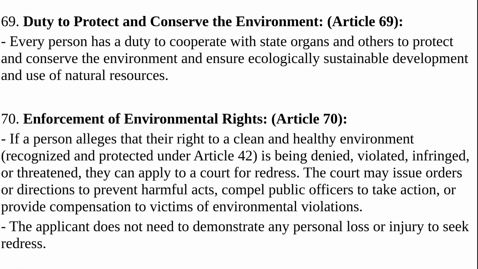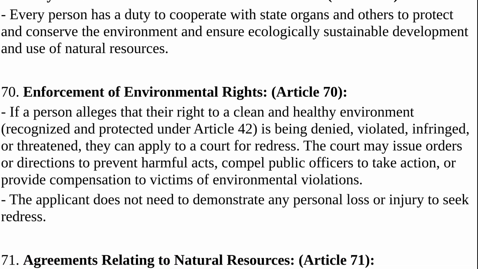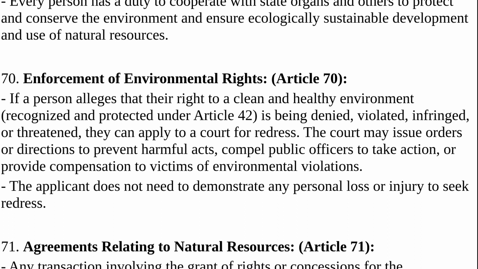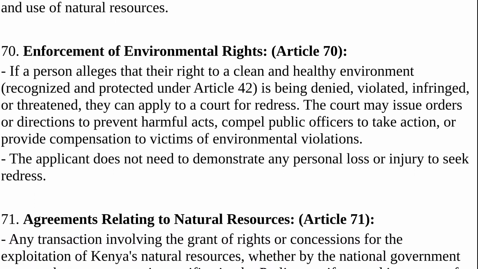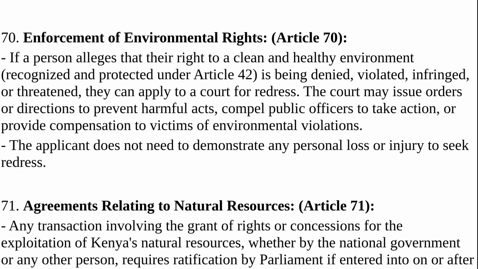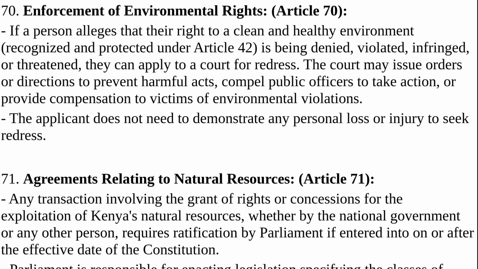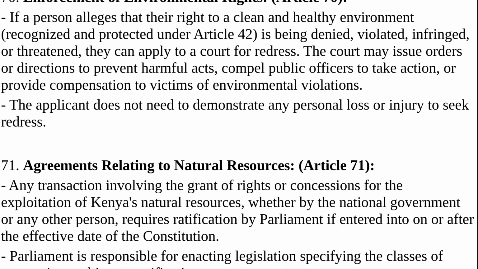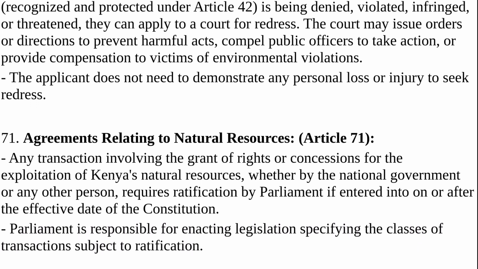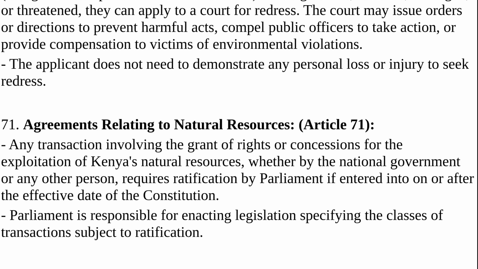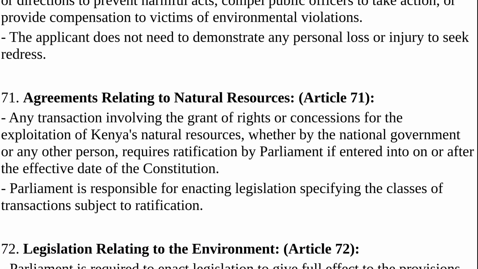70. Enforcement of environmental rights. Article 70. If a person alleges that their right to a clean and healthy environment recognized and protected under Article 42 is being denied, violated, infringed, or threatened, they can apply to a court for redress. The court may issue orders or directions to prevent harmful acts, compel public officers to take action, or provide compensation to victims of environmental violations. The applicant does not need to demonstrate any personal loss or injury to seek redress.